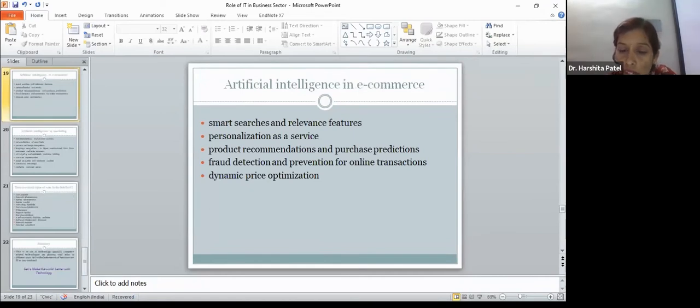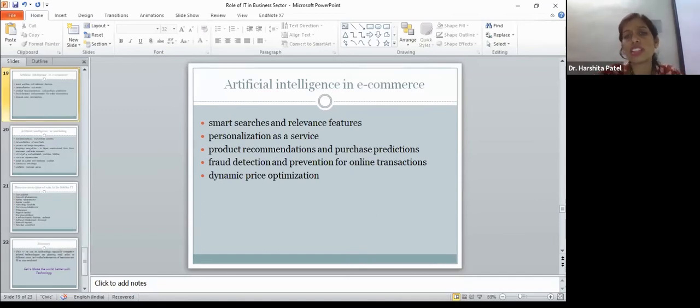When you're having smart searches and relevant features, you are not wasting your time over the search engine, and you're finding the exact thing you're looking for, even if it is the information of your own organization. If it is bigger in amount, the relevant software can bring out what you exactly want. Personalization as a service, like many personal assistants are available. Product recommendations and purchase predictions.